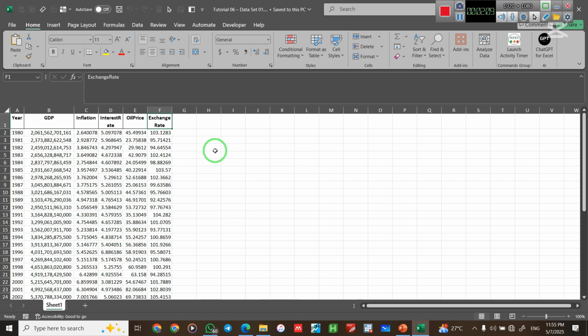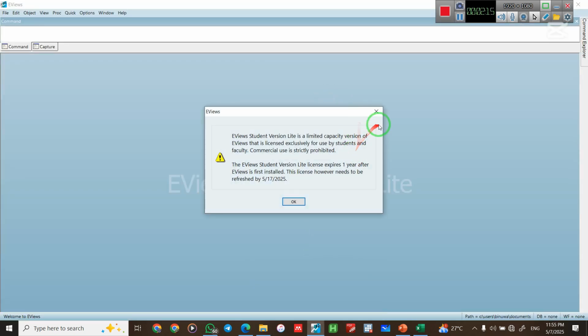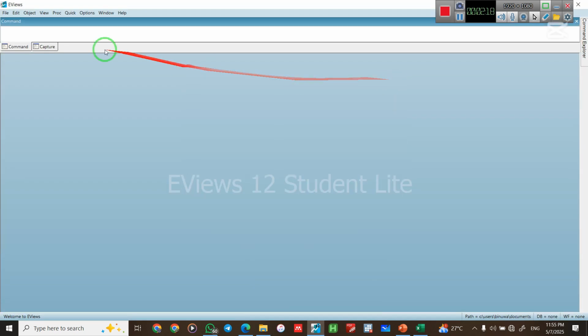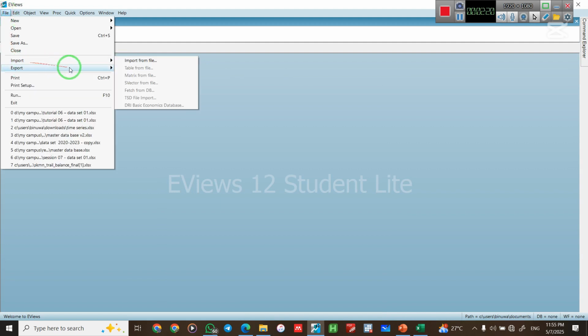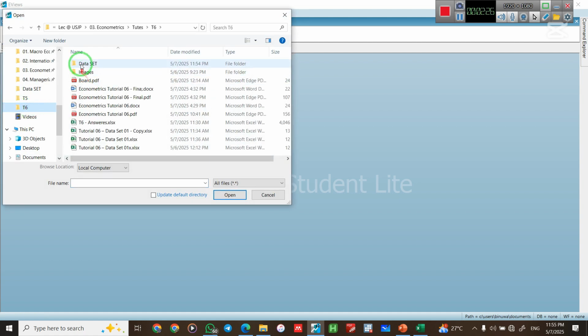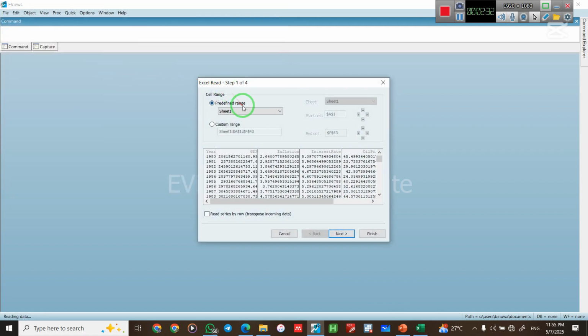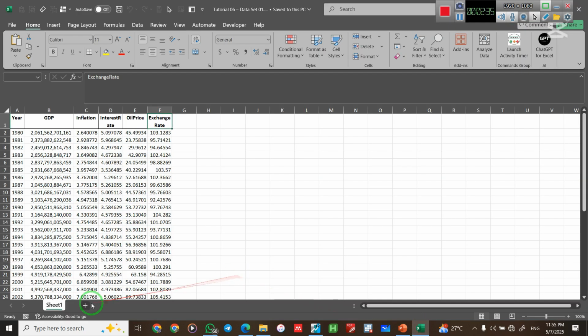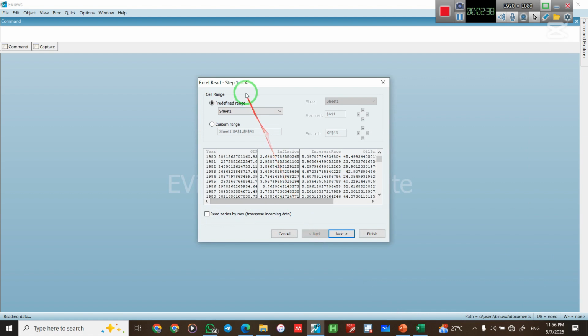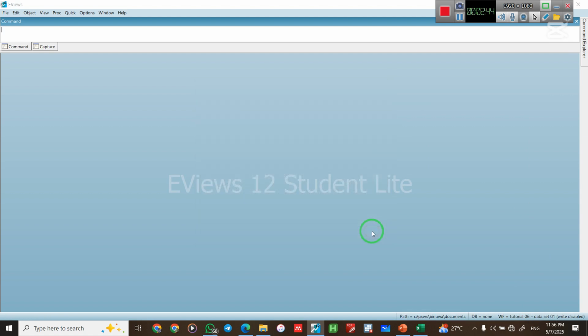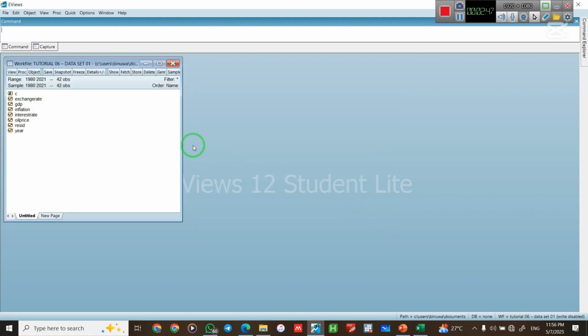So to do that you have to open your EViews software. In the EViews software you can go to file, then click import, and then click import from file. From that you can select the data set that you have, that is tutorial 6 dataset 1, and since the data is in sheet 1, you don't have to change the predefined range. Then you have to select sheet 1, then click finish, right? And select no for this. Then your data set will be imported to the EViews software.